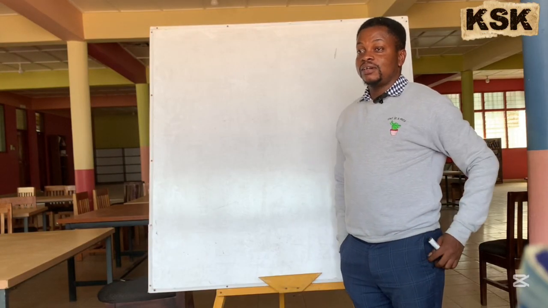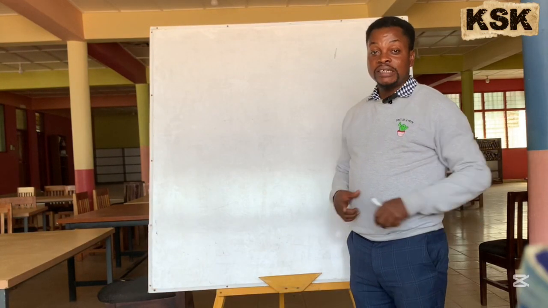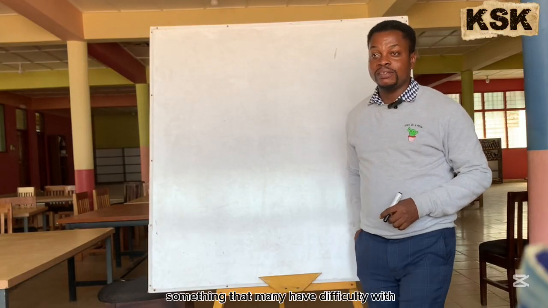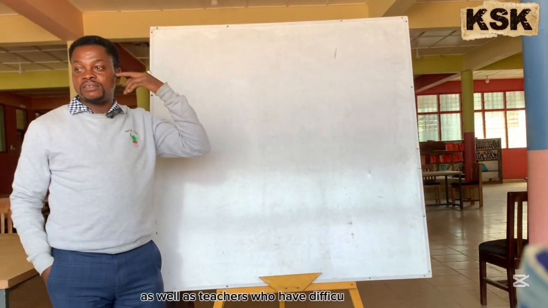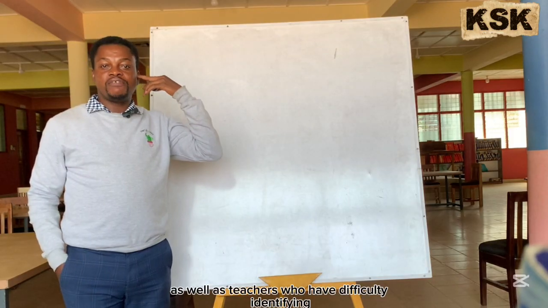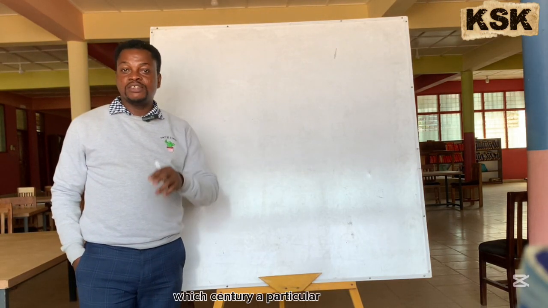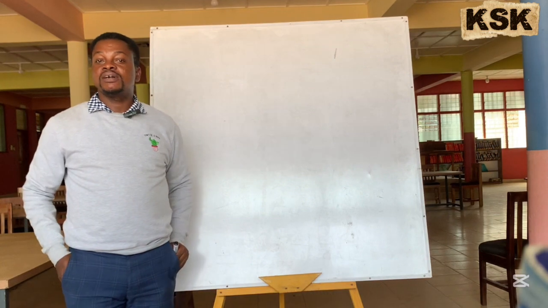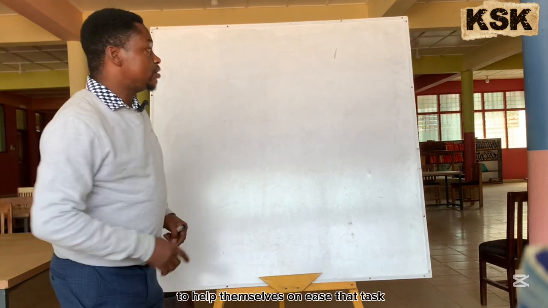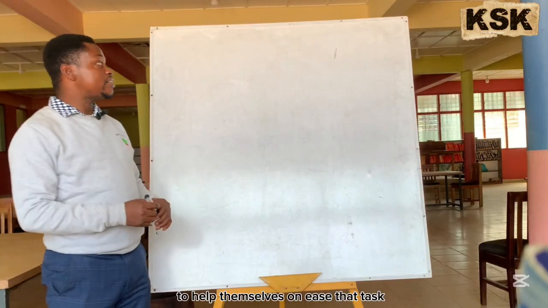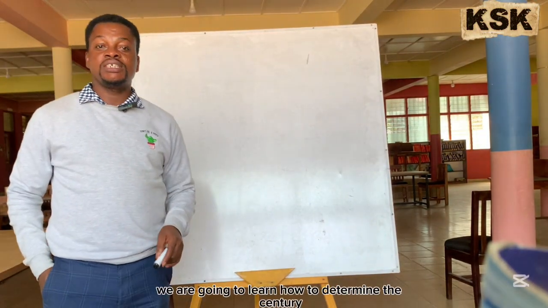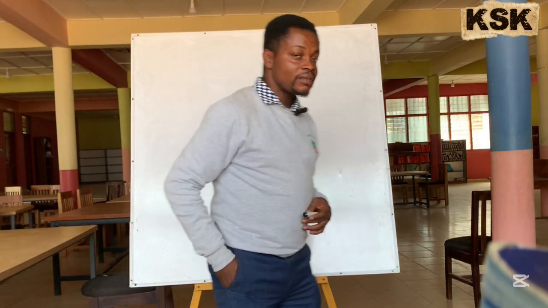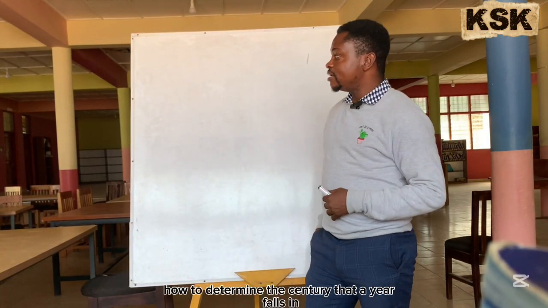Today we want to learn something interesting, something that many have difficulty with, but it's very simple. We are just going to help learners as well as teachers who have difficulty identifying which century a particular year falls in, to help themselves ease that task. So today we are going to learn how to determine the century a year falls in.